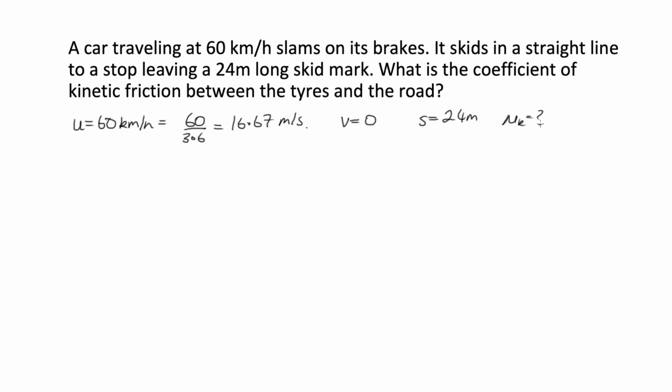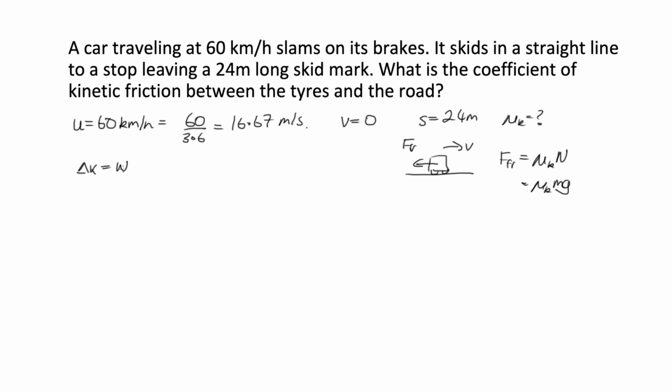So we want mu k between the tires and the road. Now, we know that the change in kinetic energy is equal to the work done. Now, in this case, with our car, which is moving forwards, that's the initial velocity, it's got friction acting on it to pull it back. And the frictional force is the kinetic friction because it's skidding, so the tires aren't rolling. So that's given by mu k n. And the normal force in this case is just going to be equal to mg.